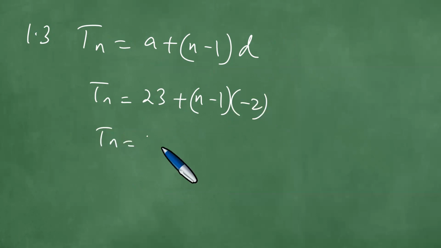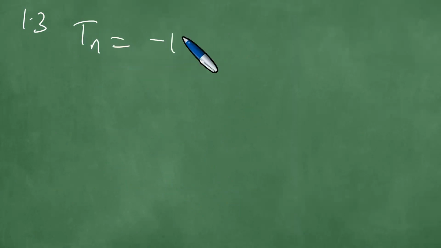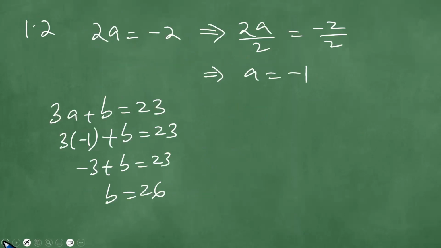So now we continue here. This is 23. You must distribute here, which means minus 2n minus 2n plus 2, which means it is exactly 25 minus 2n. Okay, 23 plus 2 is 25 minus 2n. But in 1.3, they are saying that this term is minus 120 something.